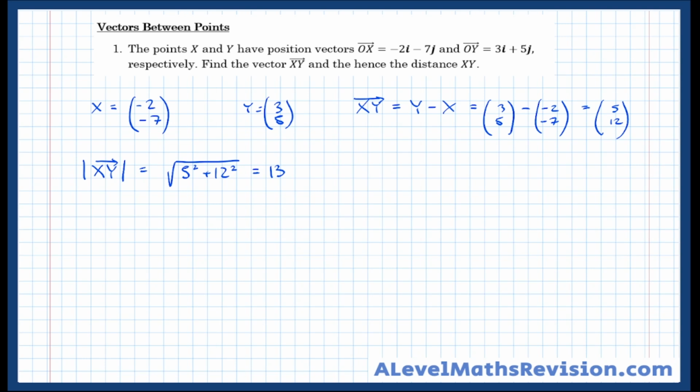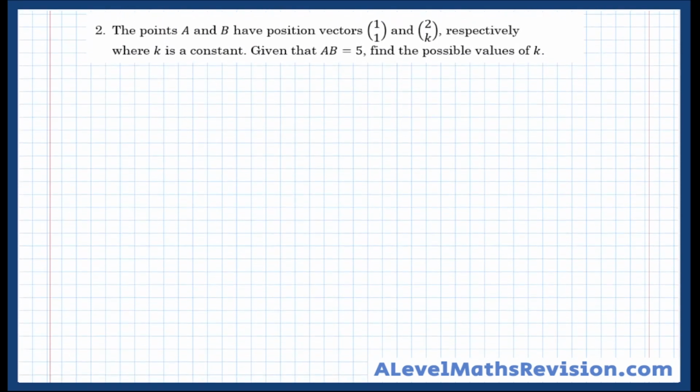So that's how you get from one point to another: the position vector of the second point take away the position vector of the first point. And here's another example. The points A and B have position vectors (1, 1) and (2, k) respectively. That's telling us that to get from the origin to A, we travel 1 in the I direction and 1 in the J direction. Same as saying it has coordinates (1, 1). And point B, to get from O to B, we travel 2 in the I direction and k in the J direction. The same as saying it has coordinates (2, k), where k is a constant.